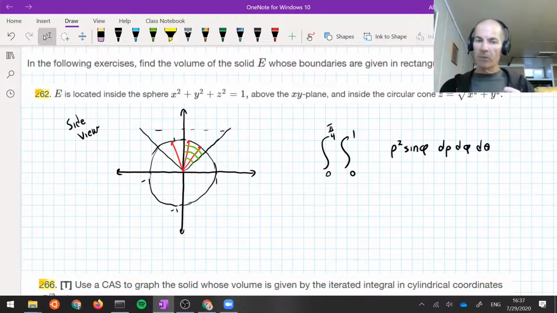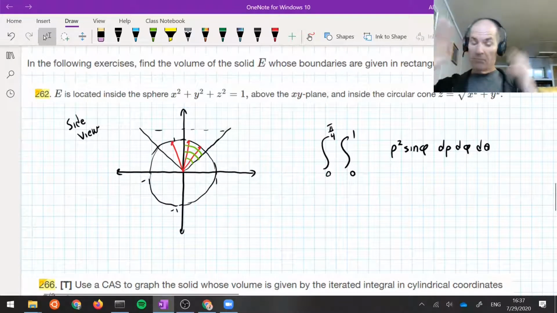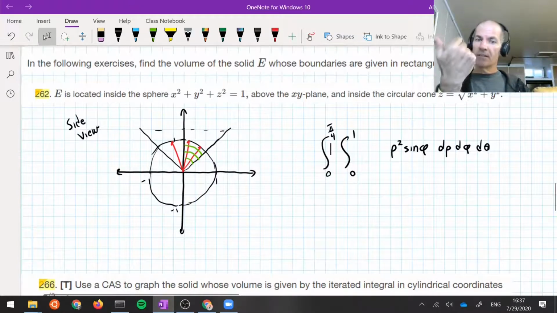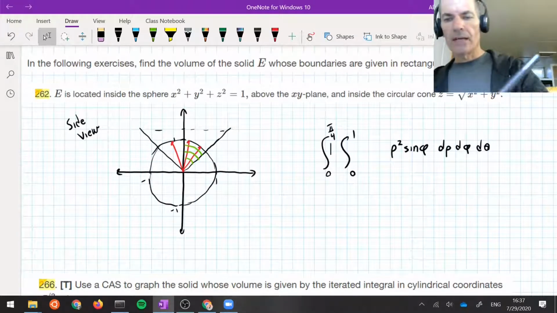And you're like, but wait a minute, what about the other half of this volume? We're going to miss something. And let me reassure you that we're not going to miss anything because phi only has to do half the job. Theta is going to take that region and rotate it around the full volume. So let's talk about theta.